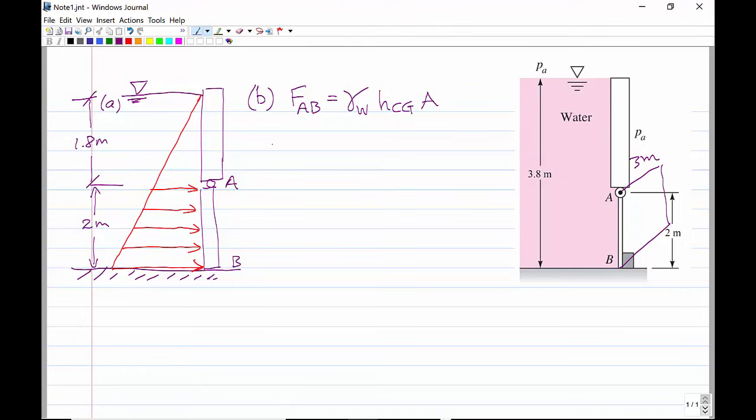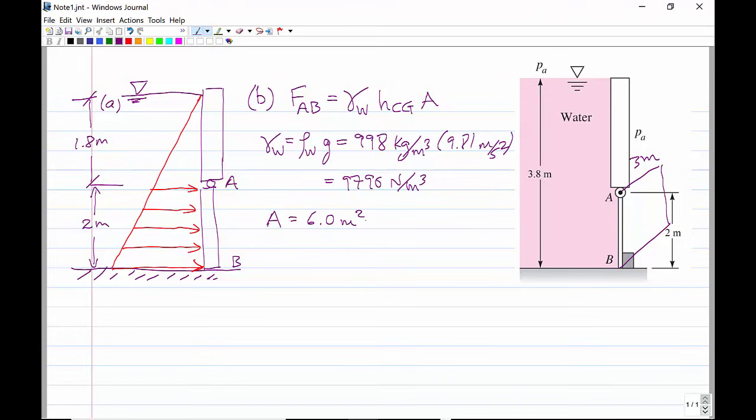So the gamma of water equals rho of water times g, which at 20 degrees C, the rho of water, you can look it up, is 998 kilograms per cubic meter, times 9.81 meters per second squared. That equals 9790 newtons per cubic meter. That's the specific weight of water at 20 degrees C. You'll be using that a lot. The area of the gate is simple. It's 2 meters high and it's 3 meters into the page. So it's 6.0 meters squared.